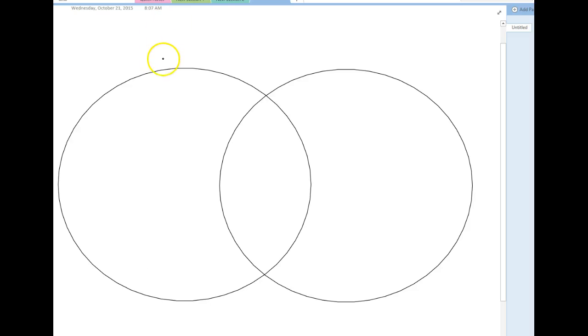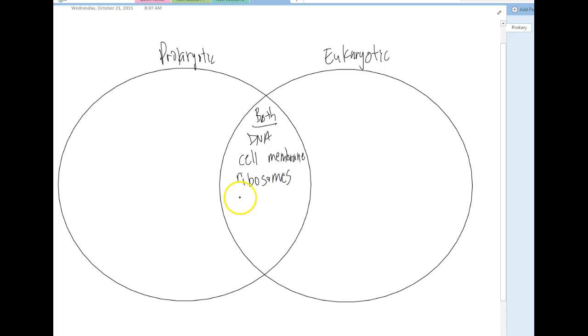Alright, so when drawing the Venn diagram to compare the prokaryotic versus the eukaryotic cells, let's first talk about how they're both similar. Both contain DNA, both contain a cell membrane, both contain ribosomes to make proteins, both have a cytoplasm, right? As all cells do.